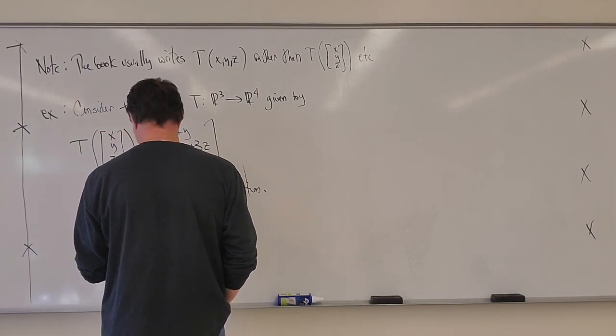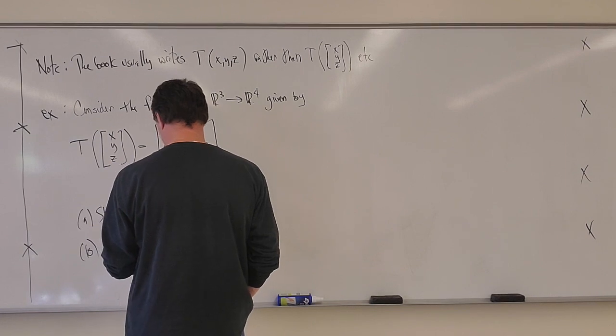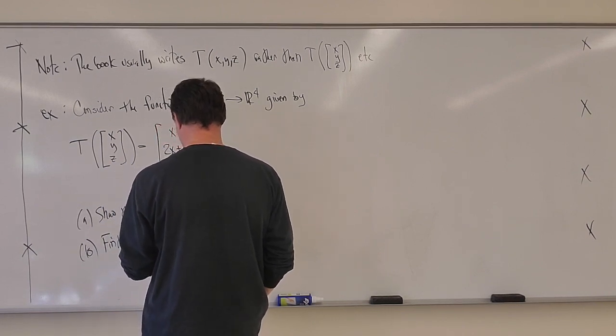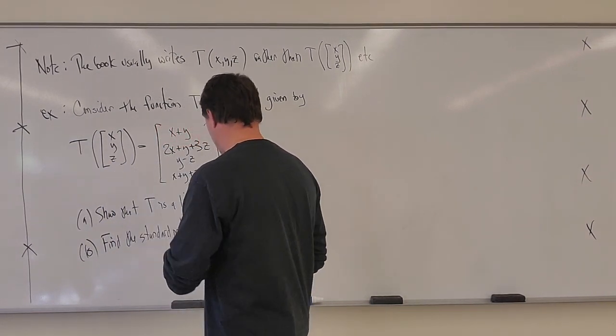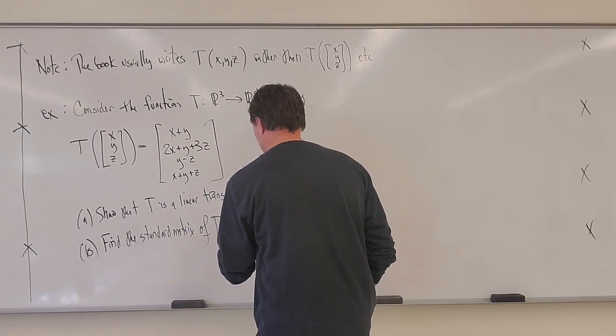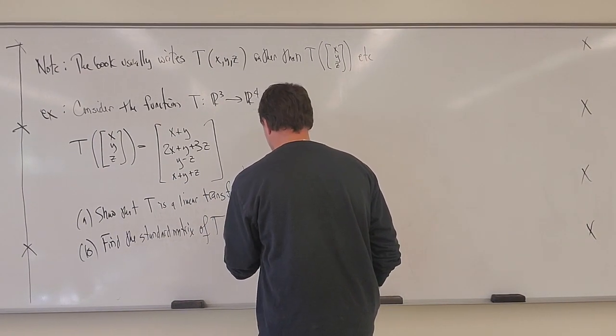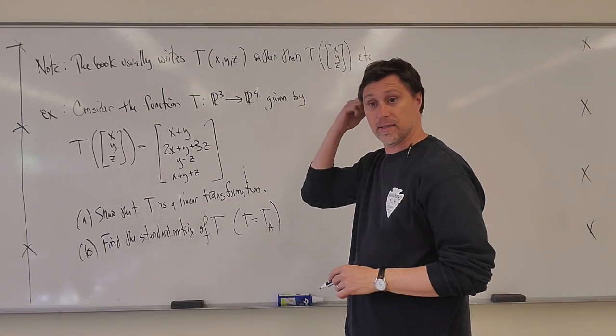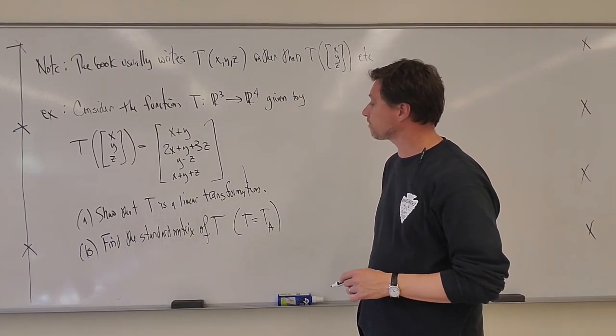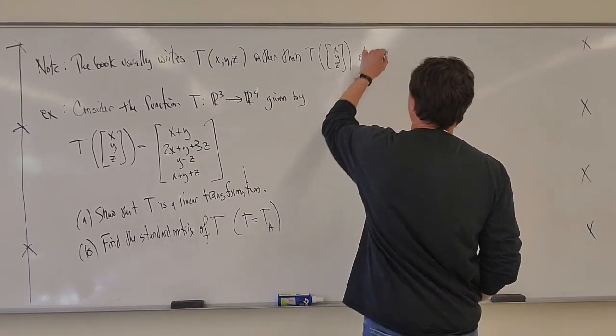So find the standard matrix of capital T. That is, we want a matrix capital A so that T is equal to T sub A, the matrix transformation. All right.